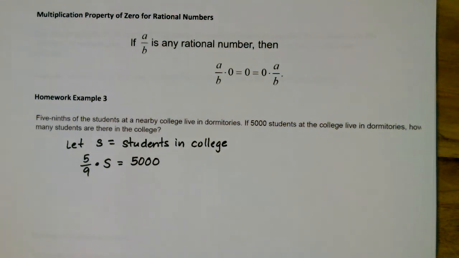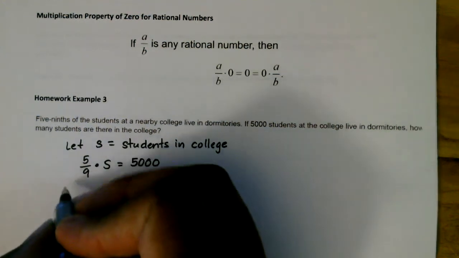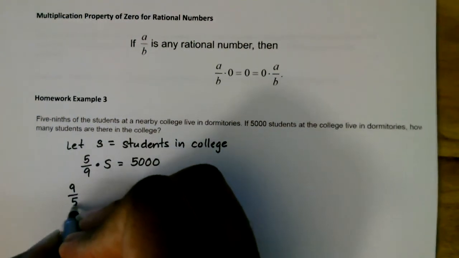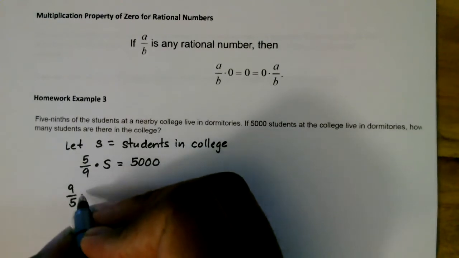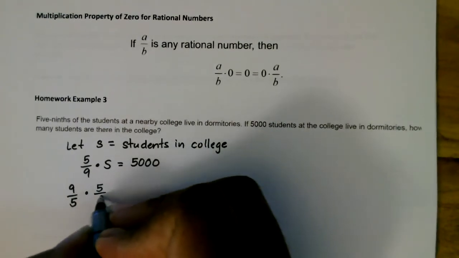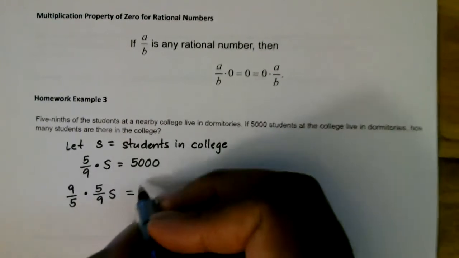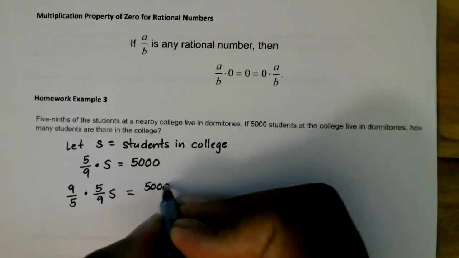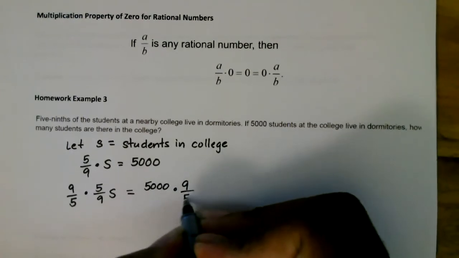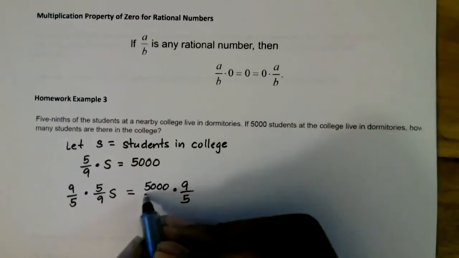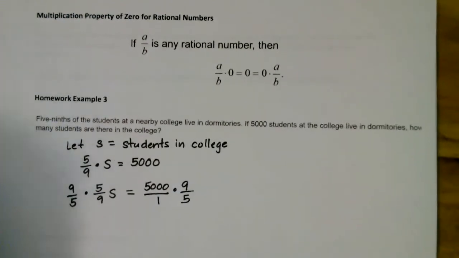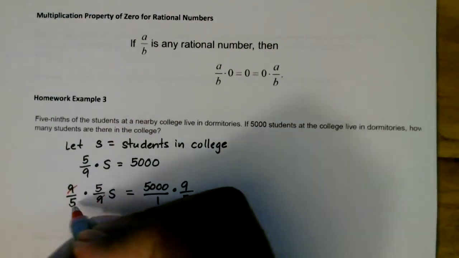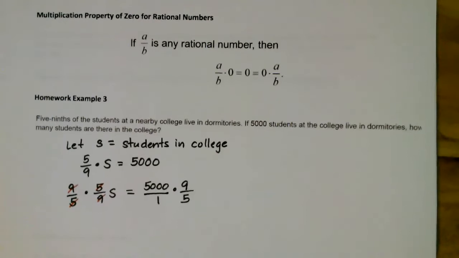Okay. Now to solve this equation, you would normally divide both sides by 5/9. But what is the reciprocal of 5 over 9? Let's use 9/5. So here we're going to multiply both sides of this equation by the reciprocal of 5/9, which is 9/5. And I'm going to put the 5,000 over 1. And the reason why I'm doing that, because what's going to happen here is the 9s divide out and the 5s divide out. You're left with just S.